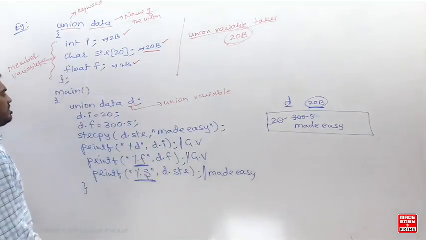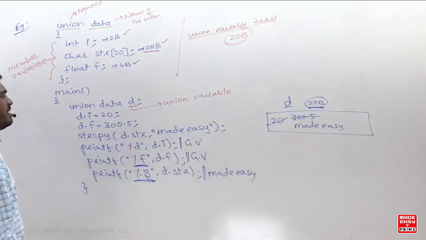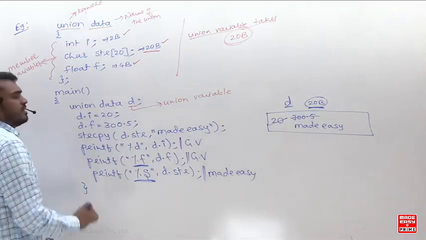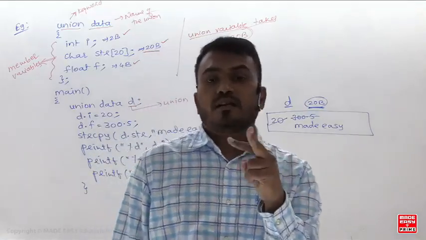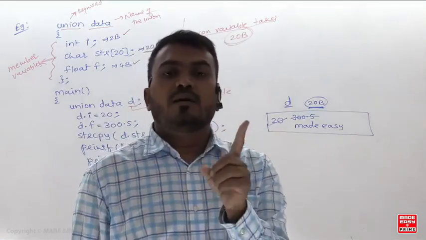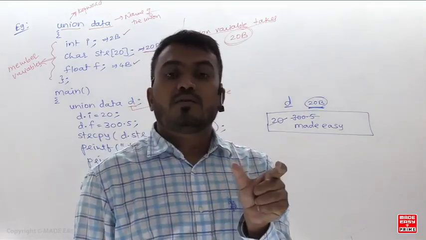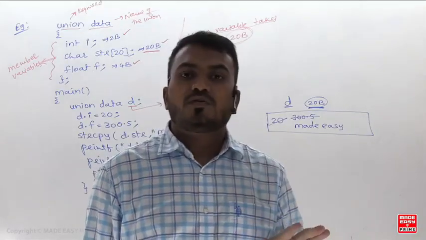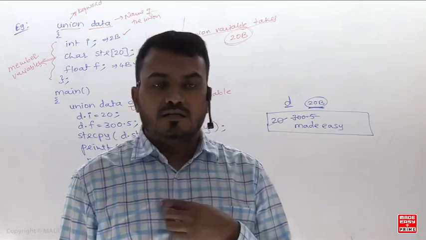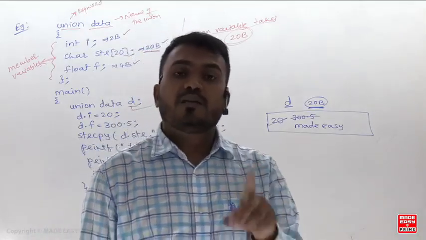That is a printing mistake, so you just change it. Is that clear? So this is about a union. What is the important point here? The first 2 points are very important. The size of the union will be the maximum size of the member variable. That is an important question, generally asked in interviews. And the second point is also very important.